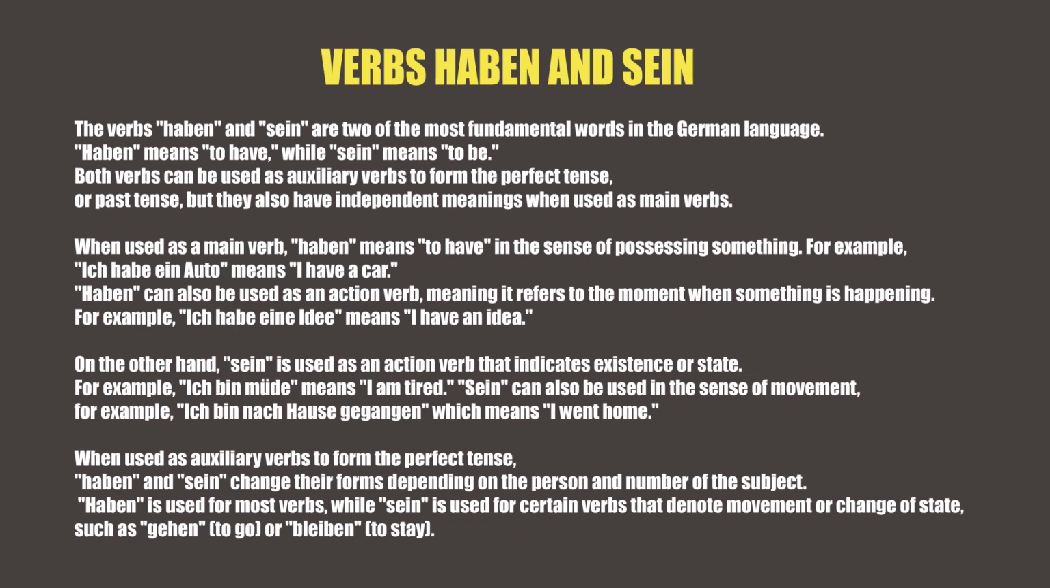When used as auxiliary verbs to form the perfect tense, haben and sein change their forms depending on the person and number of the subject. Haben is used for most verbs, while sein is used for certain verbs that denote movement or change of state, such as gehen, to go, or bleiben, to stay.